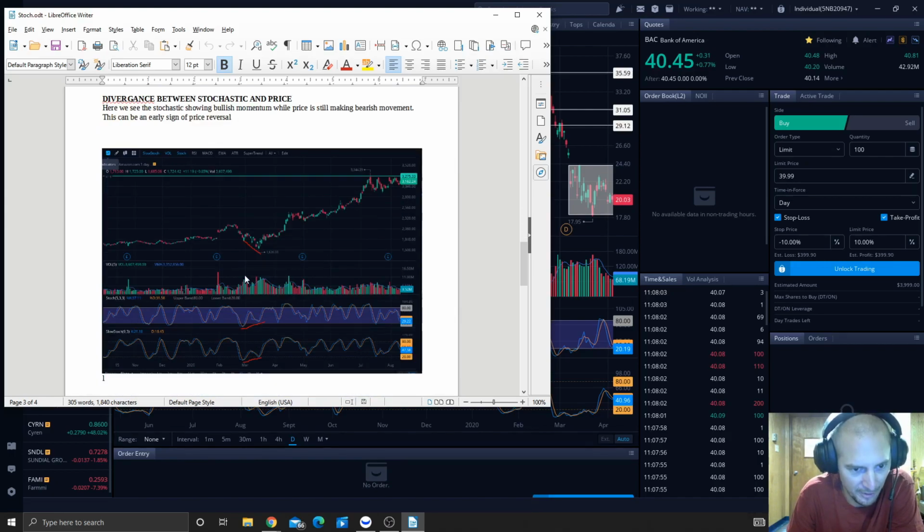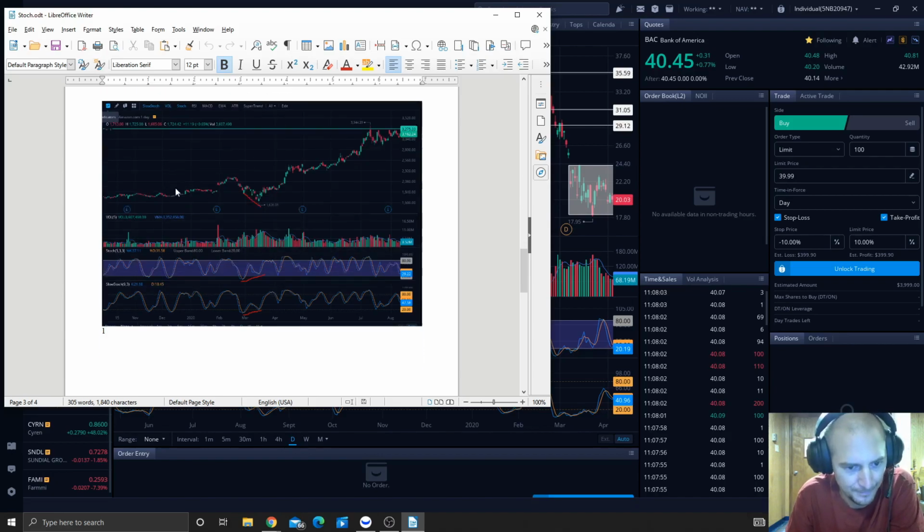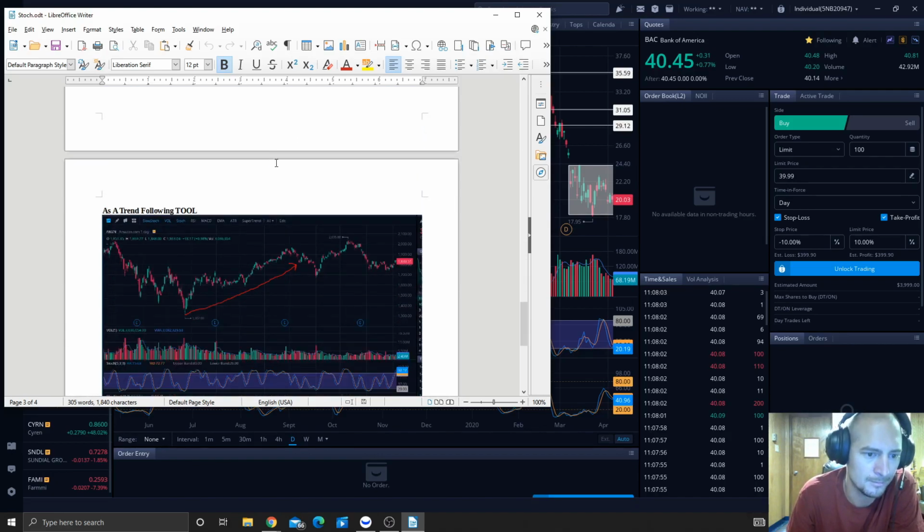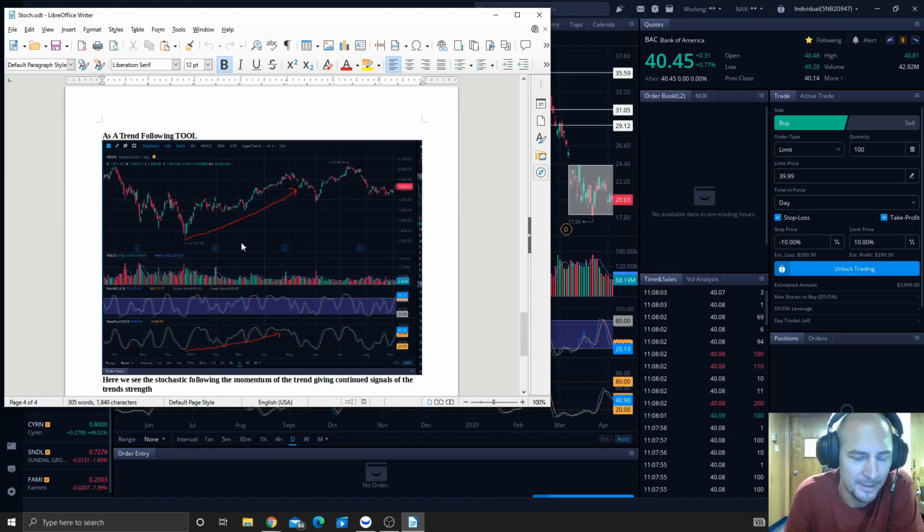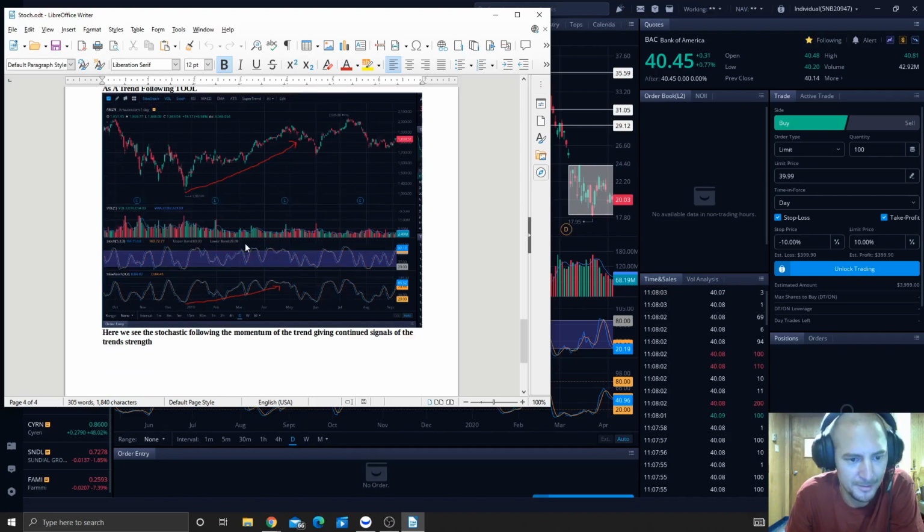Divergences, same thing with the RSI. Price is making lower lows, the stochastic is making higher highs, and price soon follows higher. And as a trend following tool, there are trends in both stochastics. You can see price is also following that same trend.